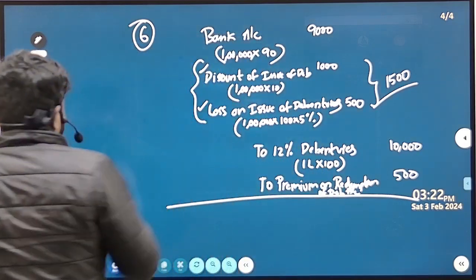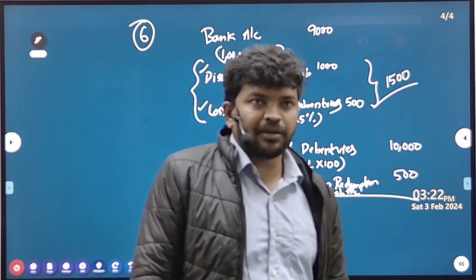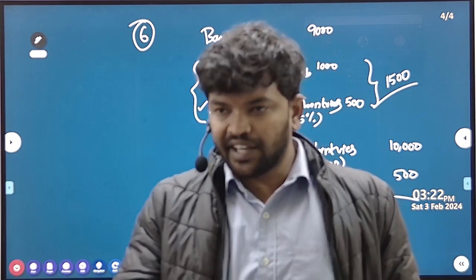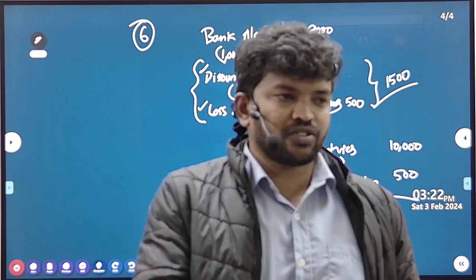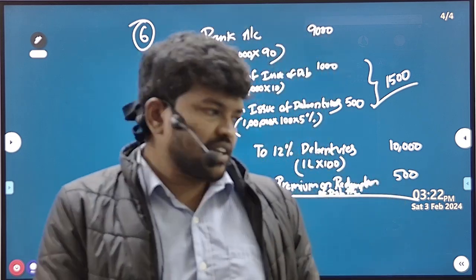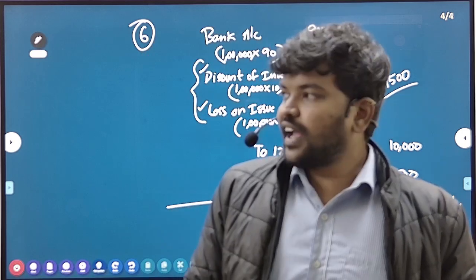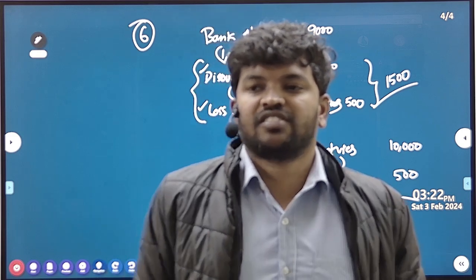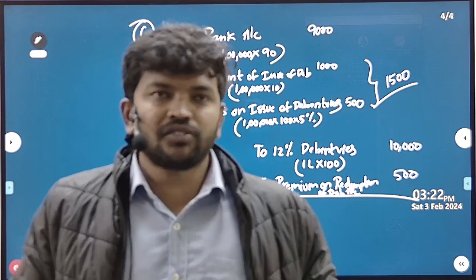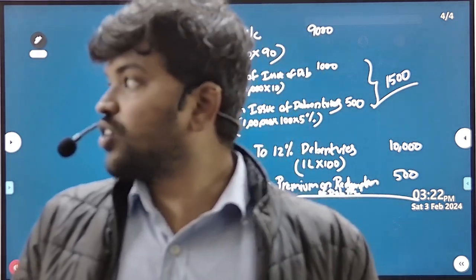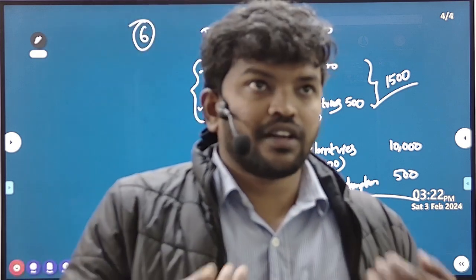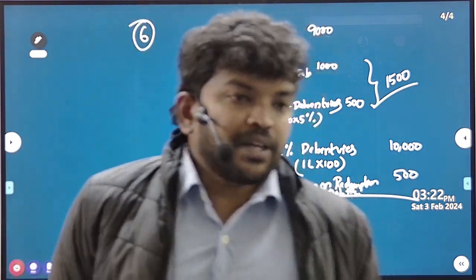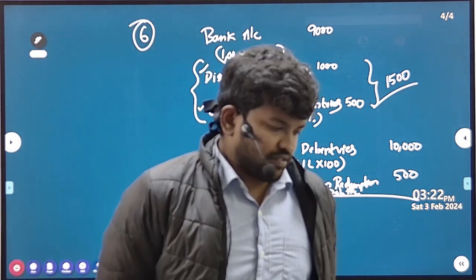Redeemable at par is very easy. Redeemable at premium, you need to pay some excess amount while redeeming. So indirectly this is a loss to the company. So as per the conservatism or prudence concept, account for all possible losses in the future, but not for future gains. Losses you should account for today, even if the losses are coming in future. But gains you should not recognize right away.